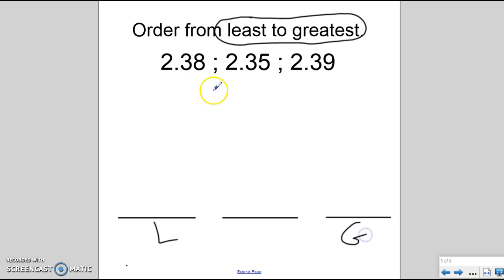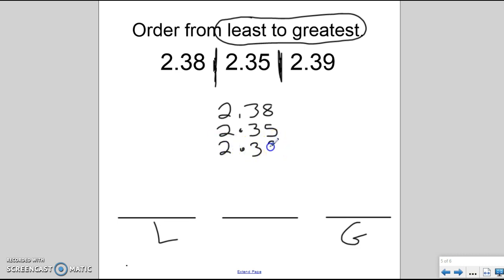We're going from least to greatest. Get our brick walls up here. And we have 2 and 38/100ths. And if you look, these all go to the 100ths place. So it's not going to be too bad here. 2 and 35/100ths and 2 and 39/100ths.